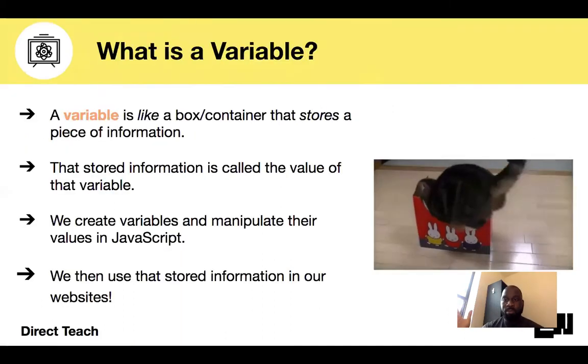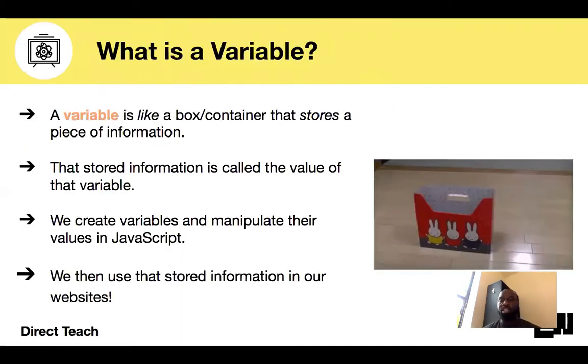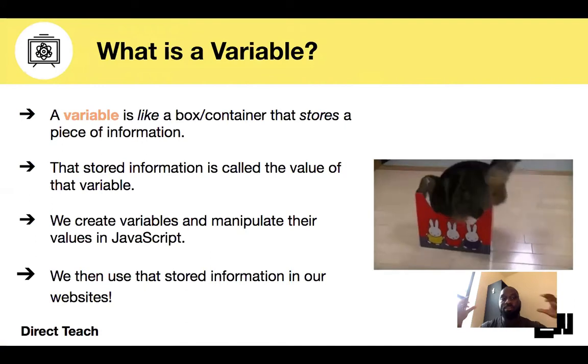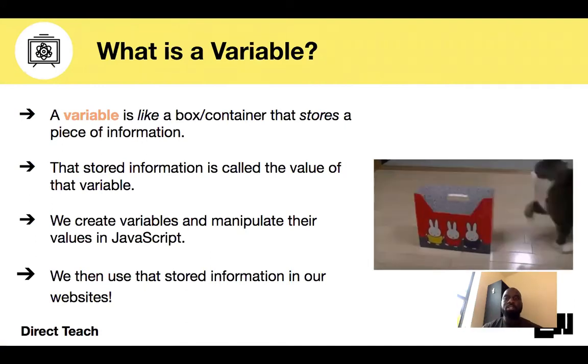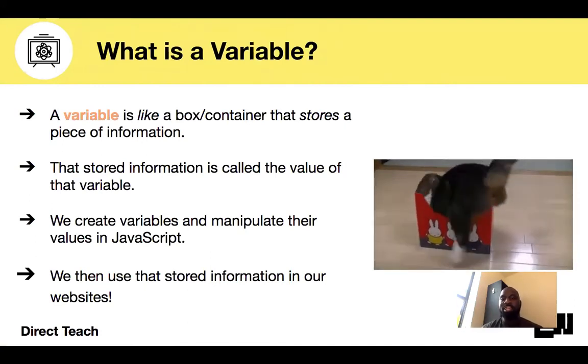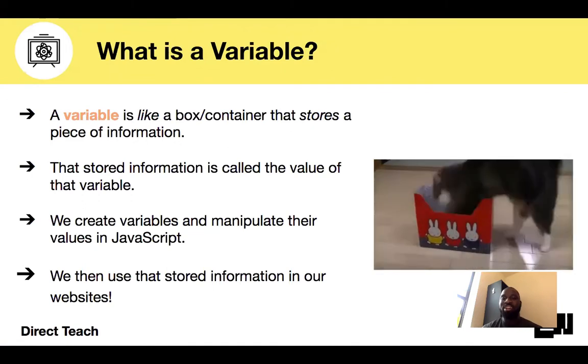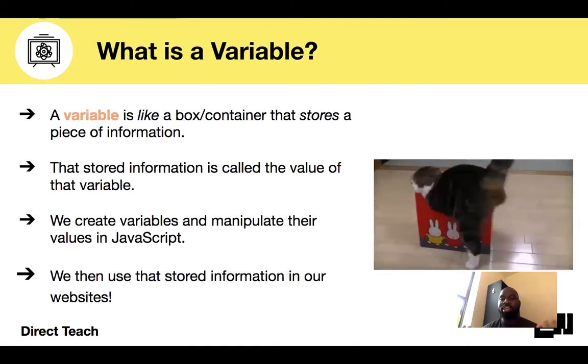So what is a variable, okay? A variable is like a container that holds information, okay? So in the instance of this cat GIF we have here, we have this container, and this container is holding the cat. So this container would be kind of like a variable. The stored information, in this case it would be a cat, will be called the value of that variable.